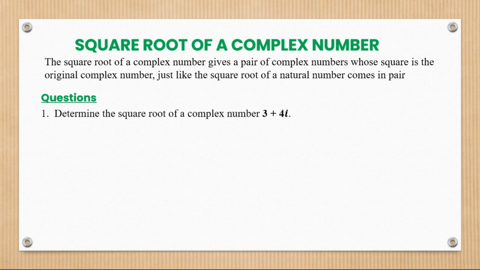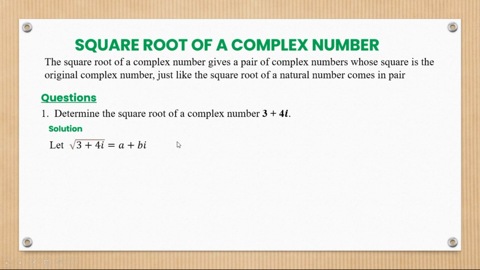Determine the square root of the complex number 3 plus 4i is our first question. So how do we do this? The first step is we're going to let the square root of 3 plus 4i be equal to a plus bi. So a plus bi is the final answer that we're looking for, but we just don't know what the values of a and b are going to be. But we're going to let that represent the square root of 3 plus 4i.